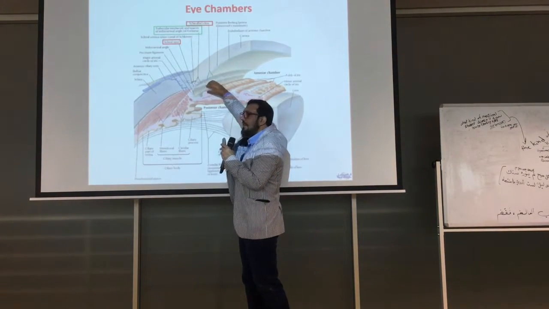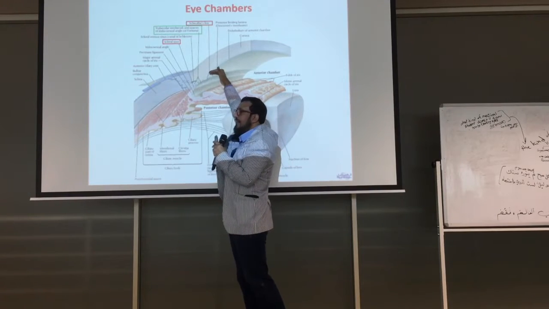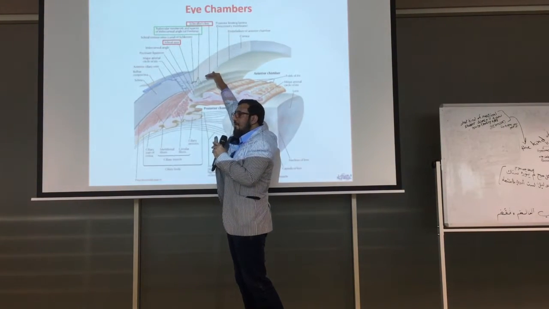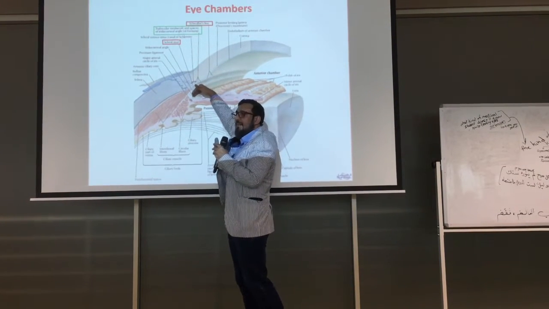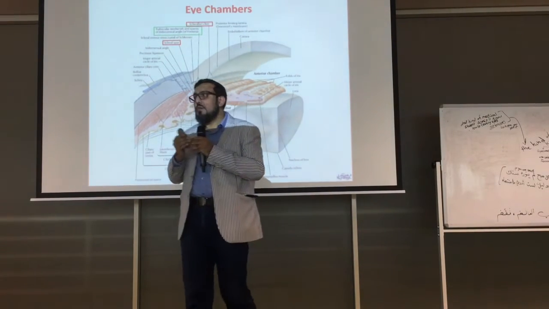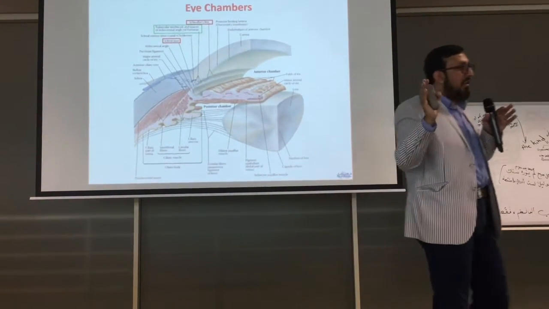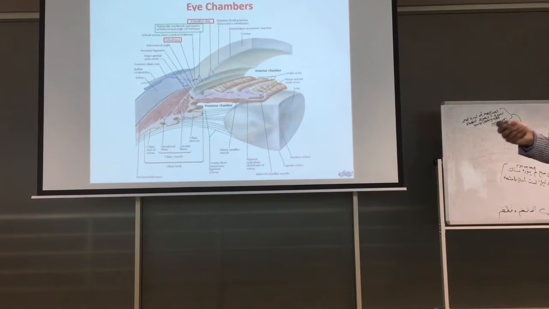If this angle is obliterated, then this iris will be approximating the cornea and blocking this entire pathway of the drainage. This type of glaucoma is called closed angle glaucoma. So the treatment methods will be entirely different for both glaucoma types.